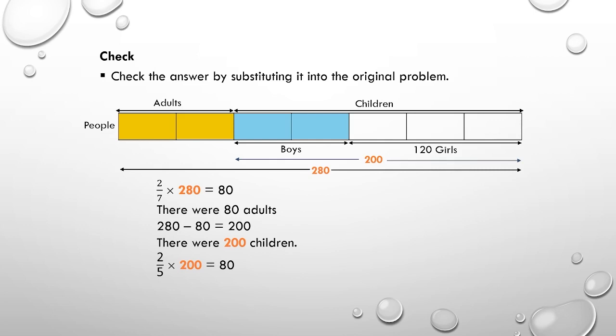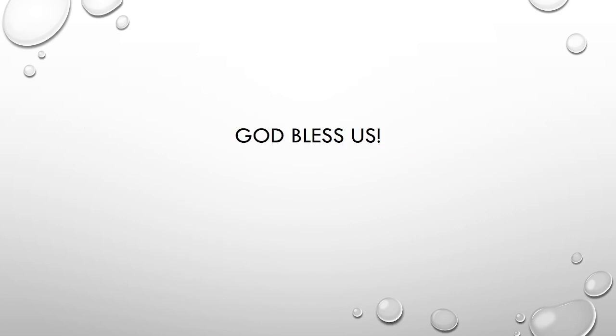And finally, to check if tama ba lahat ng ating mga sagot, we can subtract 80, which is the number of boys, from the total number of children. So 200 as the total number of children minus 80 is equal to 120. At yun nga, tumpak na we have 120 girls, no? So we have 120 girls who attended in the children's show.